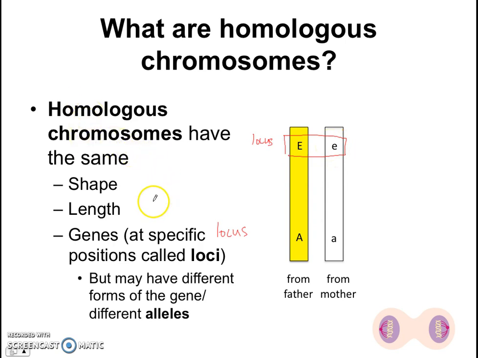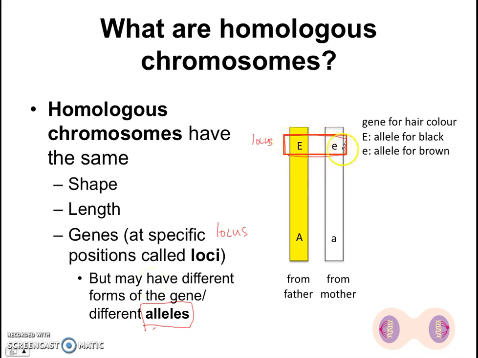Now, even though homologous chromosomes have the same genes at that locus, they might have different forms of that gene. And the different forms of the genes, we call it alleles, right? So for example, here, at this locus may be the gene for hair color. However, your father might have given you the version of the gene for black hair. So this is the allele for black hair. And your mother might have given you the version of the gene for brown hair. So this is the allele for brown hair.